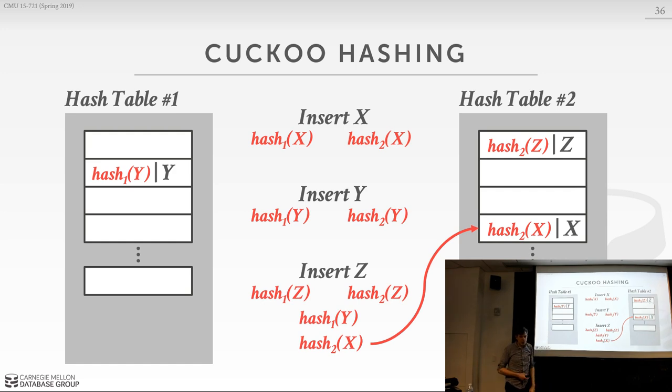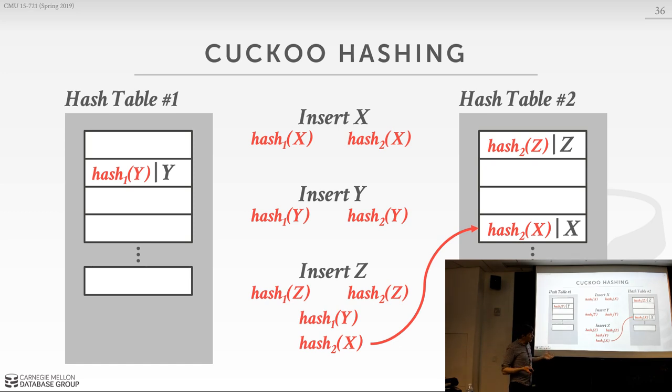Right? So again, I need to keep track of where I started, because if X then got mapped back where Z was, and Z comes out, and now I see I'm comparing X and Y are in the same positions, then I know I'm stuck in an infinite loop. So there's extra metadata to keep track of as you do an insert, to make sure that you're not just taking things out and putting back in infinitely.